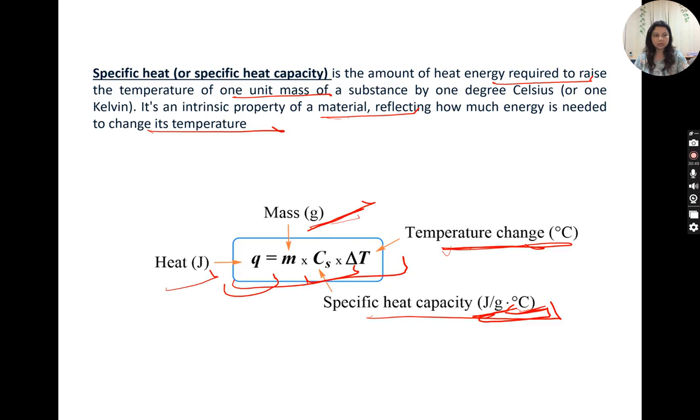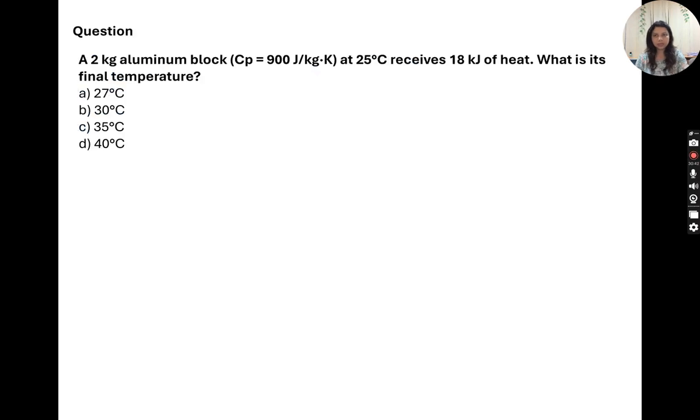So let us take some questions over specific heat. Here's the question. A 2 kg aluminium block having Cp equal to 900 joule per kg per Kelvin at 25 degrees Celsius receives 18 kilojoules of heat. What is the final temperature?